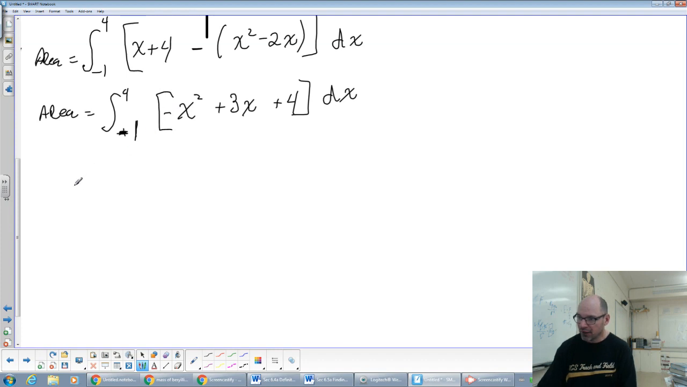So this is going to be negative... Let's do that properly here. Got to do the integration. So negative 1 times x cubed over 3, plus, okay, so we got to do that. Plus 3 times x squared over 2. Okay, so far so good.